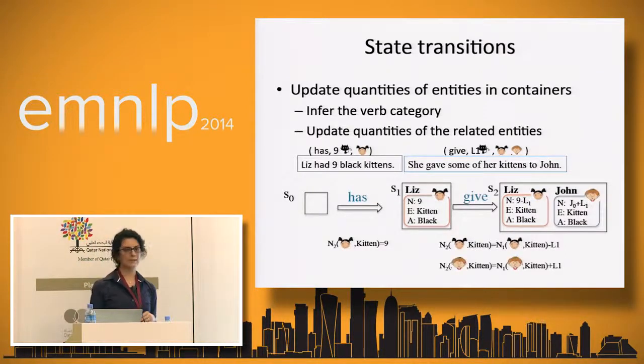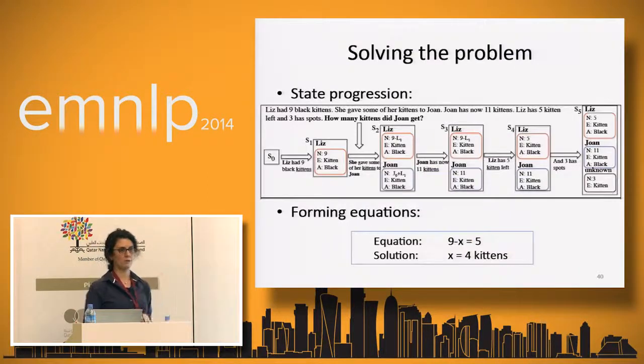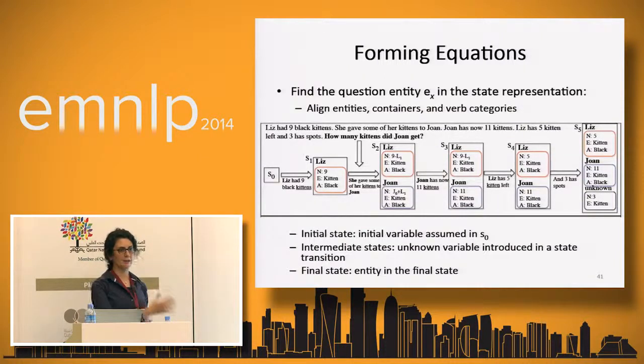And then we look at the next sentence. Give is a negative transfer. It increases the quantities for John, and decreases the quantities for Liz. So we update these equations. And we also continue to build the whole state representation for the whole problem. And we also are careful to select sentences that are related to the question entity. And finally, we form equations.